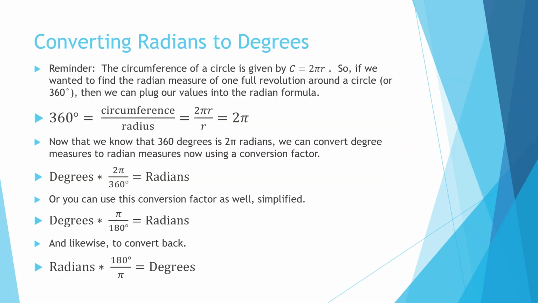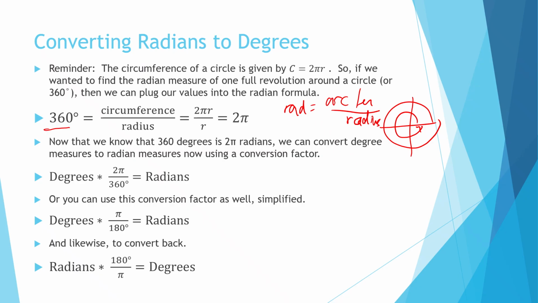And so let's learn how to convert radians to degrees. As a reminder, 360 degrees is a full circumference of a circle, which is one full revolution. So let's plug that into our radian angle measure. Radian is going to be arc length over radius. The arc length of a full circle is going to be 2 pi r, that's just the circumference, over the radius. The r's will cancel each other out, and we're just left with 2 pi radians.